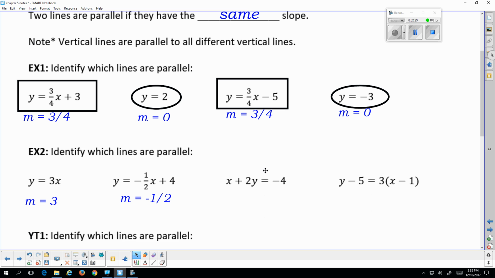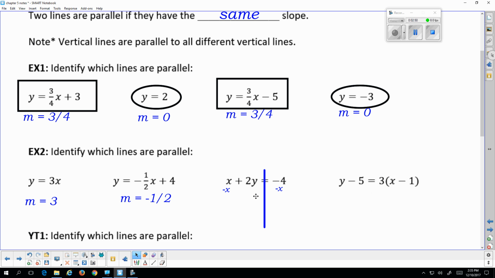In the third one, what's the slope? Now in the third one, we actually can't tell the slope because it's not in y equals form. Remember, if it's not solved for y, we can't tell the slope unless we solve for y. So we actually need to do that right now. So let's solve this equation. What am I going to do first? The first thing I'm going to do is subtract x from both sides. I'm going to move the x over.